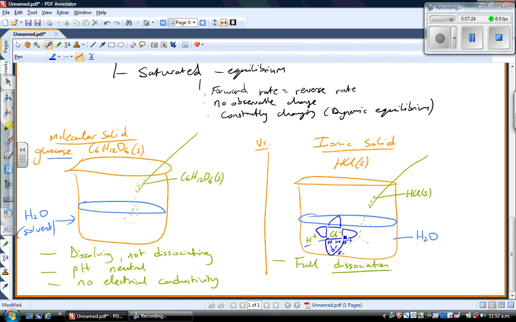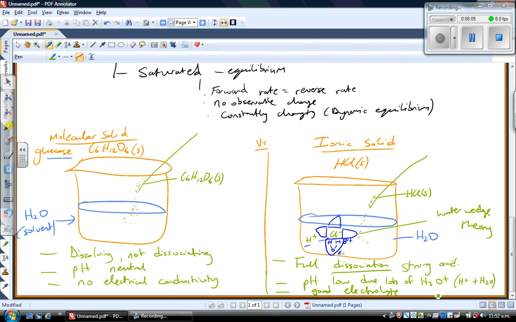When you have these ions released in solution, then a couple of things can start happening in the system which are of interest. So you have full dissociation for a strong acid, and that's the water wedge theory. Again, that's a level 2 concept. So as a result of full dissociation, the pH is going to be low, and that's due to lots of H3O plus or hydronium ions that form as a result of the H plus and H2O. And the other point to make here is that it's a good electrolyte or conductor of electrical current.